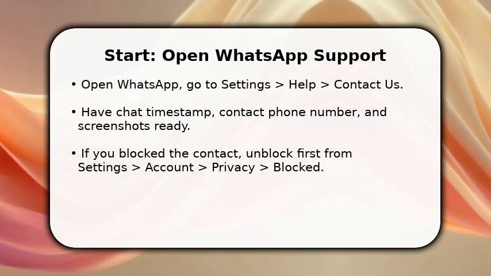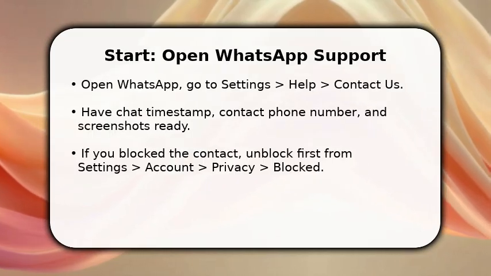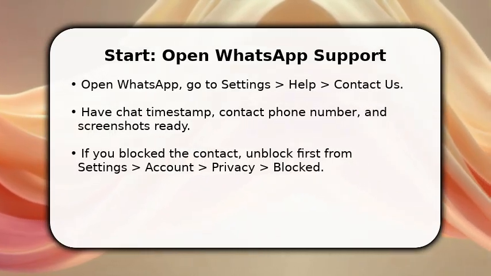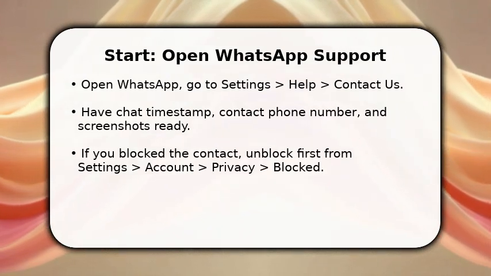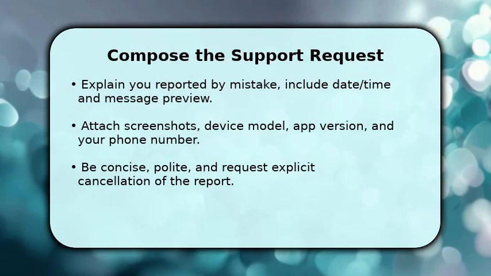You're acting fast because reports are processed quickly and clear. Accurate details speed a reversal. You now write the support message. State clearly that you reported the contact by mistake and request cancellation.